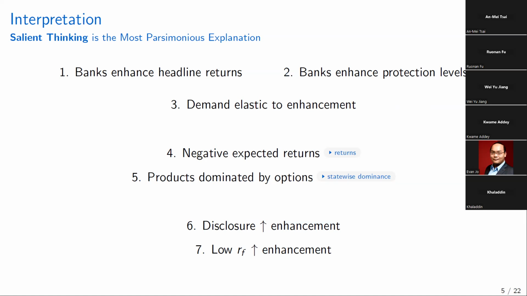So I find that enhancement increases both in response to disclosure of the less salient features, as well as in response to decrease in interest rates. And so these two results would be consistent both with the prominence, so how displayed are the salient attributes, as well as their contrast to the prevailing interest rate driving the result.